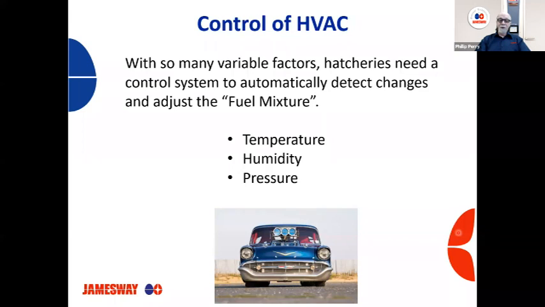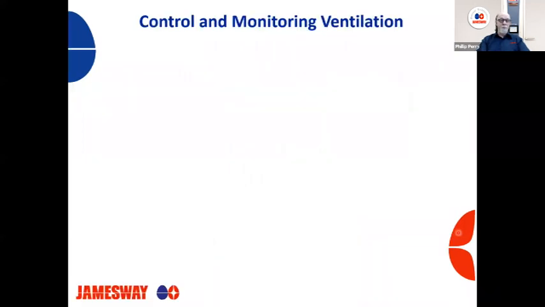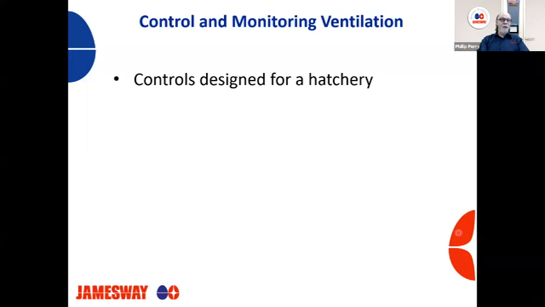So looking at control and monitoring of ventilation, the controls need to be designed for a hatchery. Back in the old days, there weren't companies like Jamesway that provided these, and we saw the need. Hatchery planning is another one. These are designed for a hatchery. It's not so much for industrial-type controllers, which is often what we used to have to use because that was all that was available. But now companies have come up with designs that are specifically designed for hatcheries.